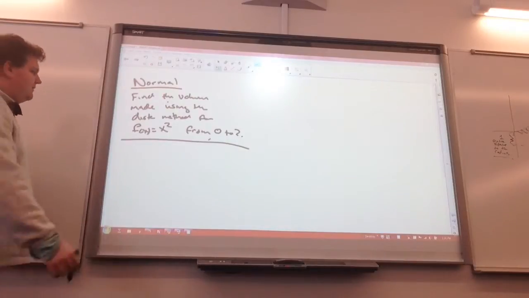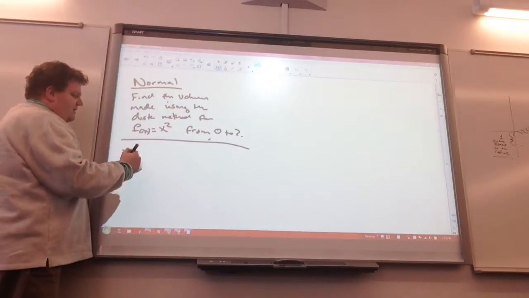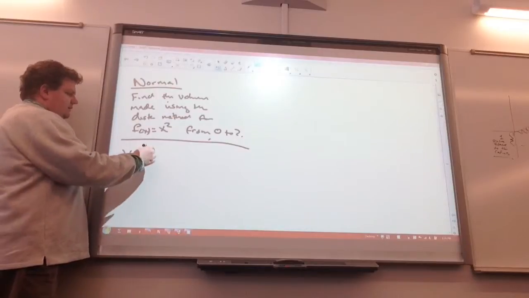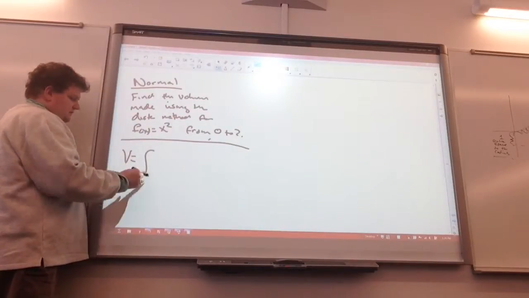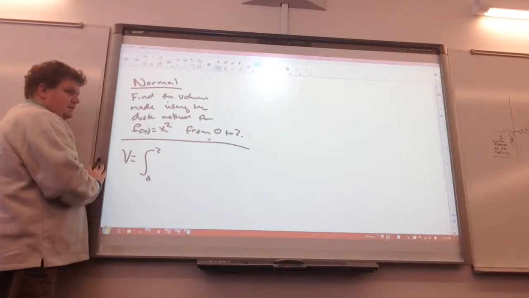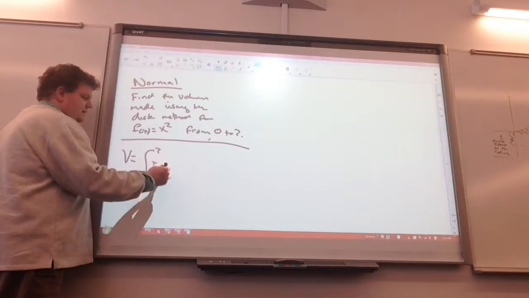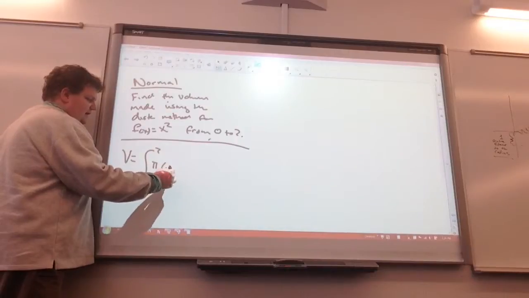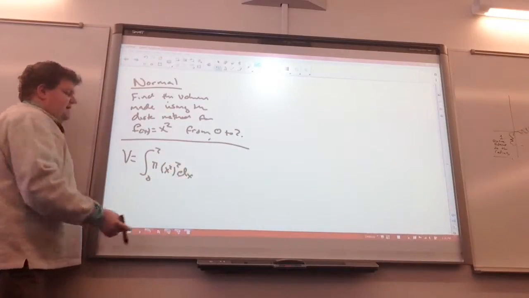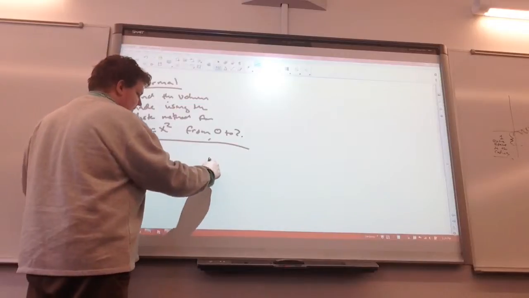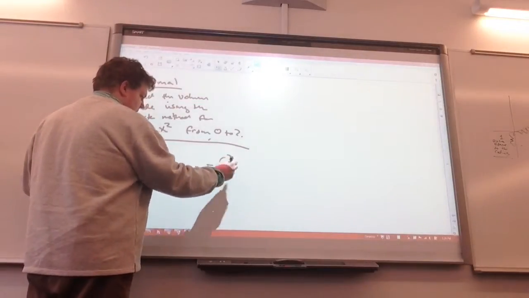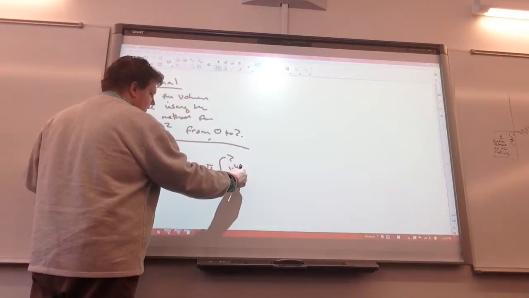What should the formula for that be? How would I find the volume of this? The volume would be equal to the integral from 0 to 2 of pi x squared, squared, dx. That's our equation for it, and that's going to give us the volume of whatever this creation is. We clean this up somewhat: bring out the pi, square the x squared, and it's x to the fourth dx.